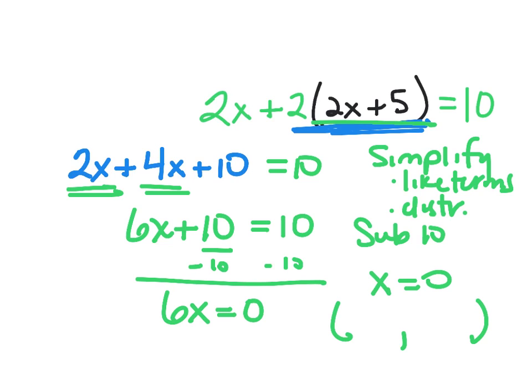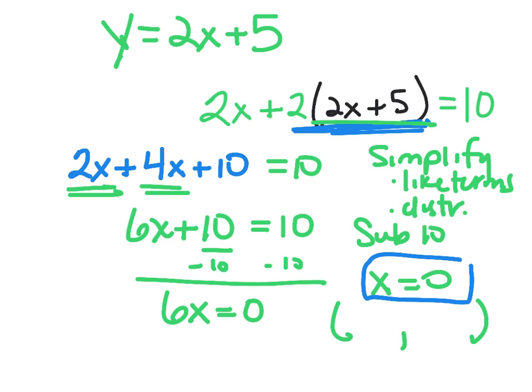And then we have to go back to the original equations to help us find out what y is. And so remember, our original equations were y equals 2x plus 5 and 2x plus 2y equals 10. So we take the information that we already know, substitute it in for what we don't know, and so y equals 2 times 0 plus 5, so y equals 5. This one happens to be, the solution is the y-intercept of both lines.